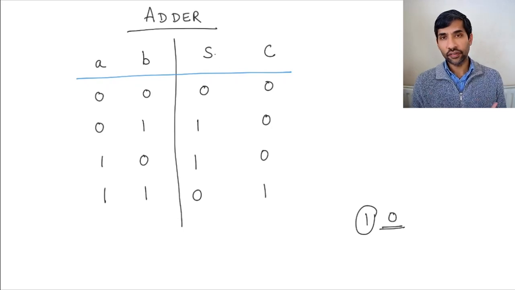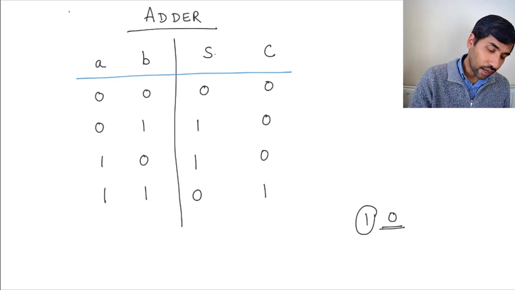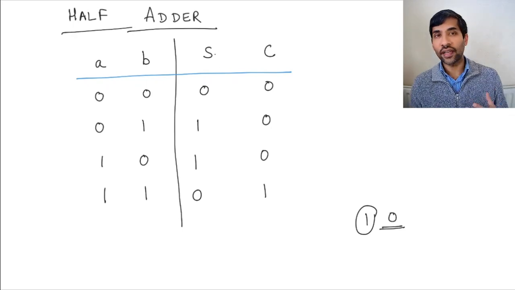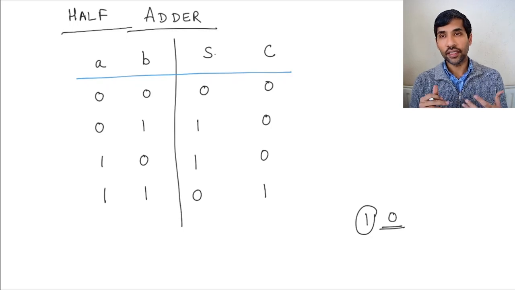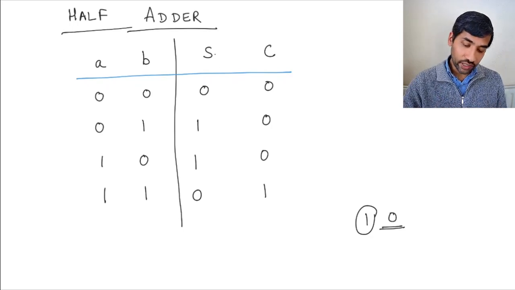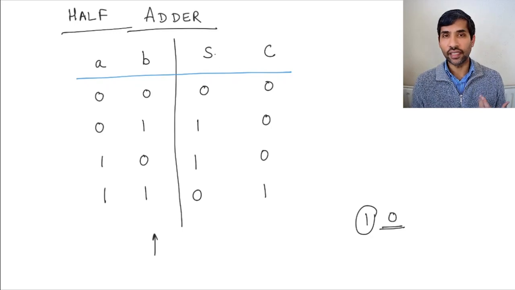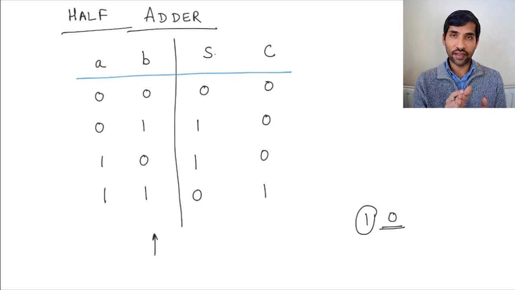Okay, so this kind of an adder, which takes two 1-bit numbers and adds them up and gives you a sum and a carry, is an adder, but it's more specifically called a half adder. Okay, the reason why it's called a half adder and not a full adder, we'll look at the full adder in a moment. It's called a half adder because you don't have a carry in the addition. So in a full adder, you will have A, B, and a carry in, and you add those three things to get the sum and the carry. But in a half adder, you only have A and B.